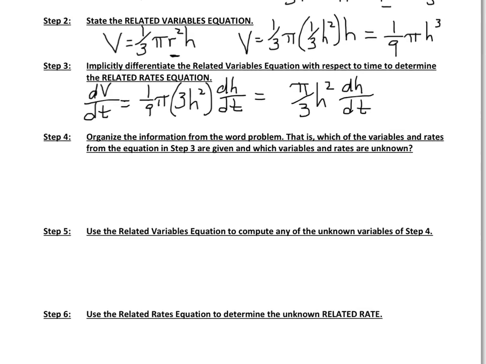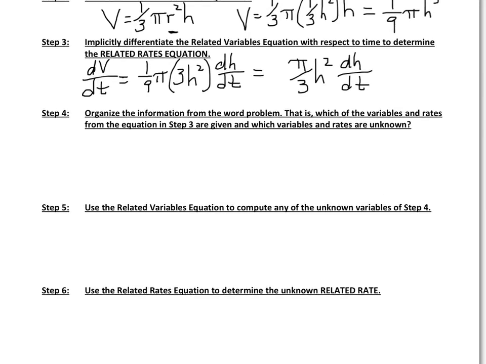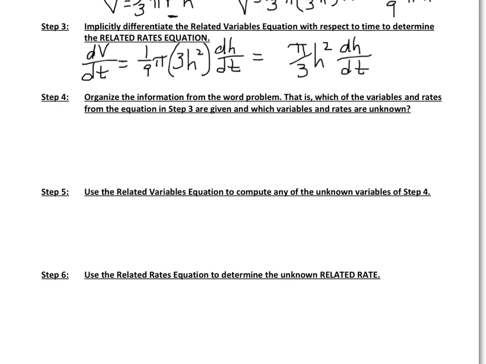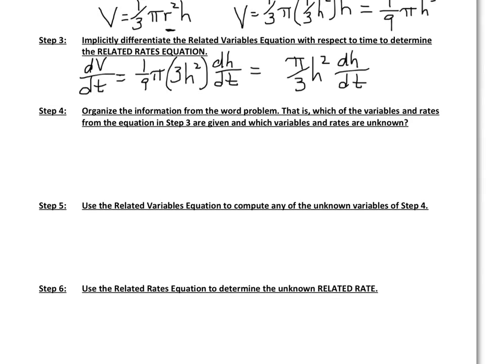Of course, we need to organize the information. What am I going to be trying to find? What am I given? What kind of information do I have? So we know the height of the water is 40. And we know that the water is being pumped out of the reservoir at 2 meters cubed per second. So let's see what other information I can get to. The volume of the reservoir is dV/dt. It's being pumped out, so it's 2 meters cubed per second. And we were told the height is 40 seconds. Not 40 seconds, 40 meters.